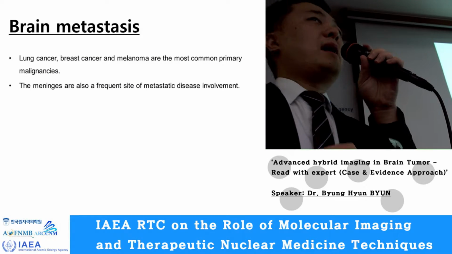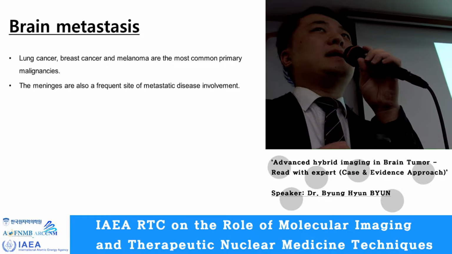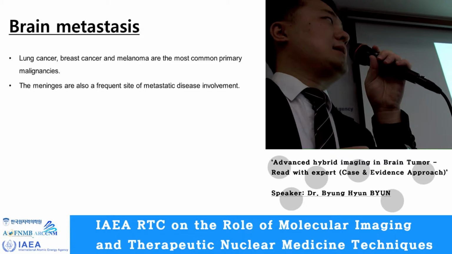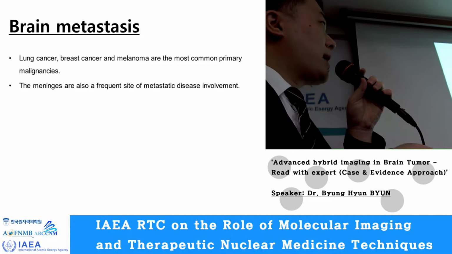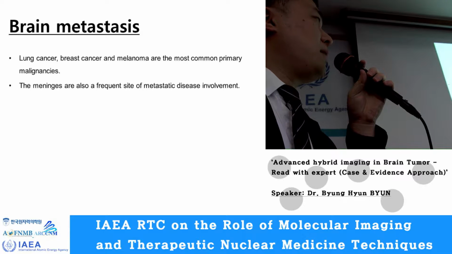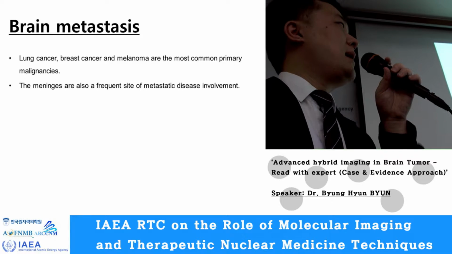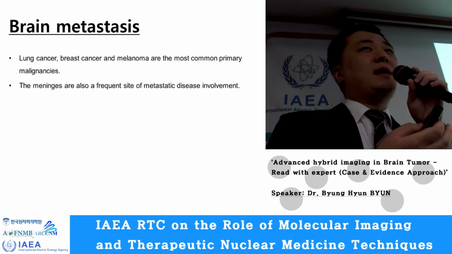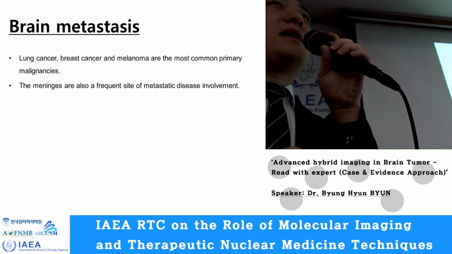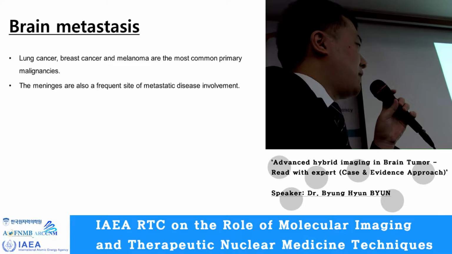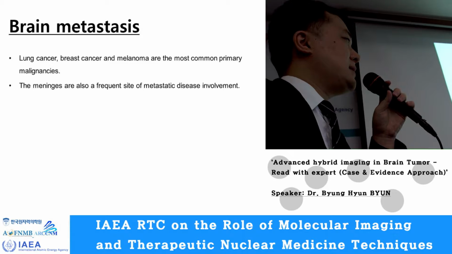And more than half of brain tumors are brain metastases. Lung cancer, breast cancer, and melanoma are the most common primary malignancies that metastasize to the brain. But as you know, many other types of cancer can metastasize to the brain. The meninges are also a frequent site of metastatic disease involvement.